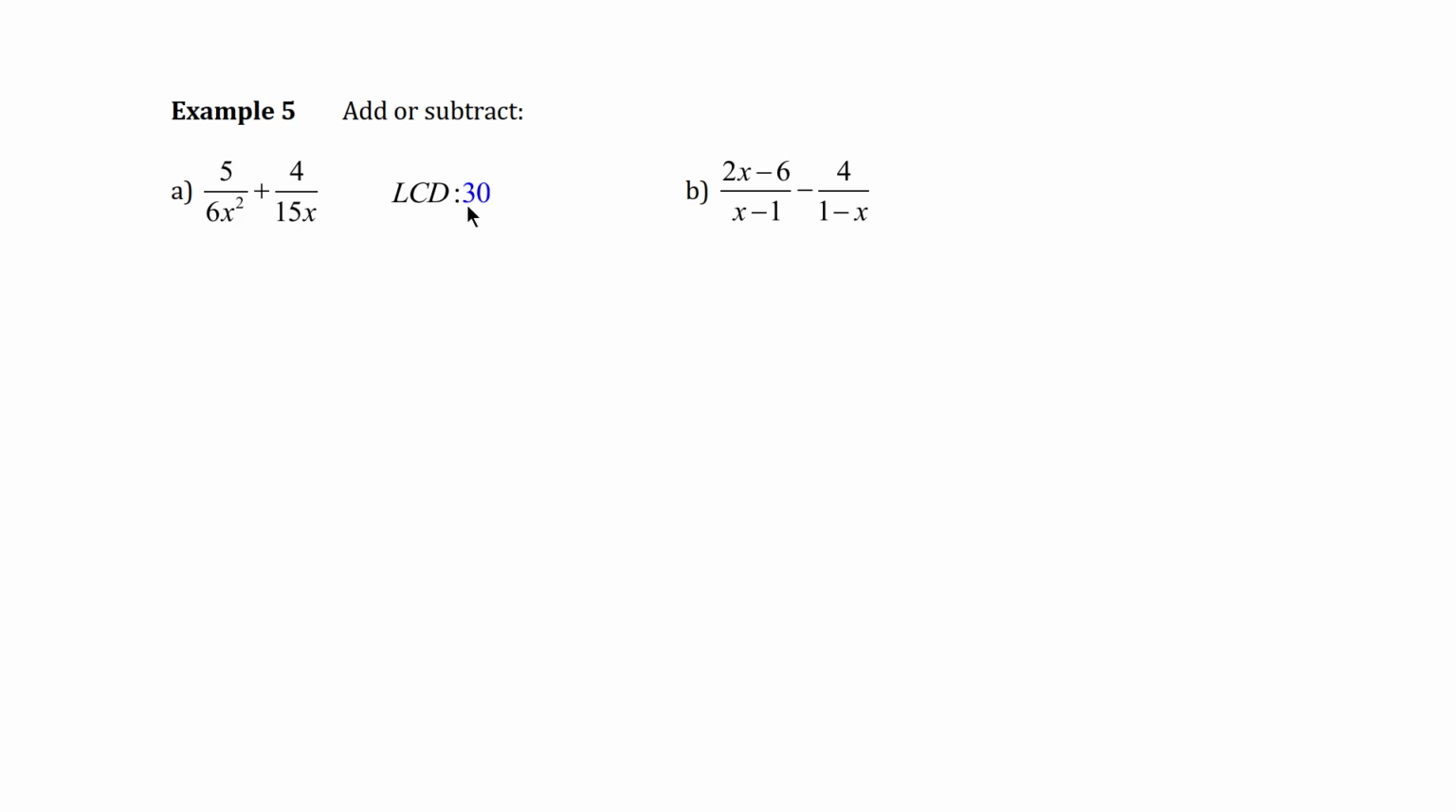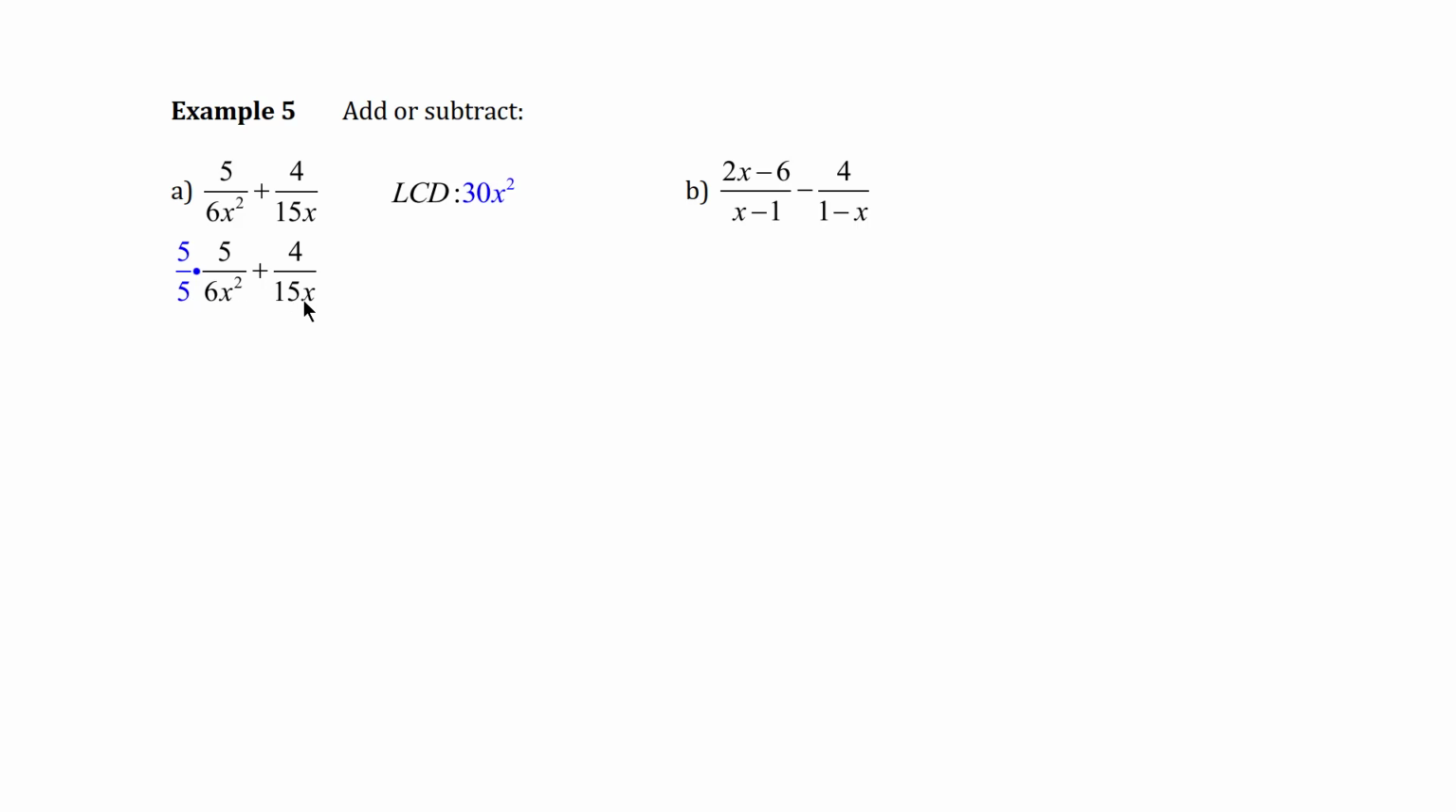Next, we move on to the x variable. We have x squared and x. We take the x variable with the largest exponent, so x squared is part of our LCD. So the LCD we're going to use is 30x squared. Next, we need to write both fractions as an equivalent fraction with the LCD of 30x squared. Starting with the first fraction, we need to change the 6x squared to 30x squared. To do this, we just multiply that fraction by 5 over 5.